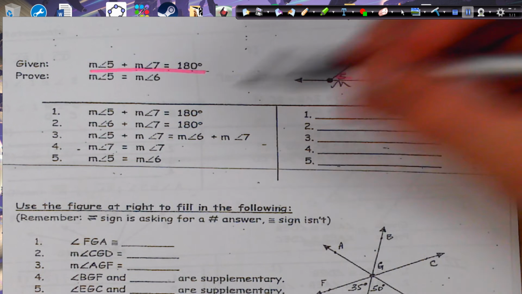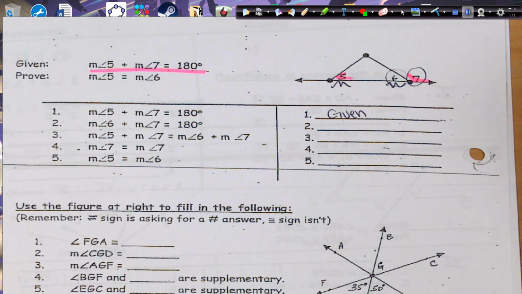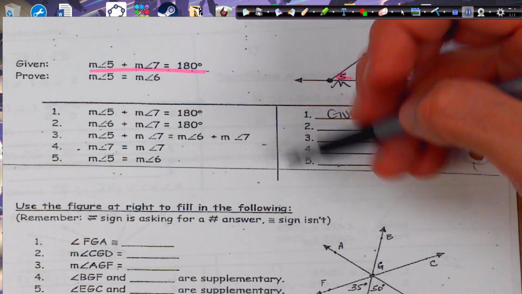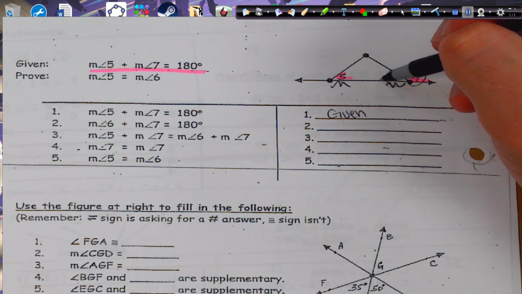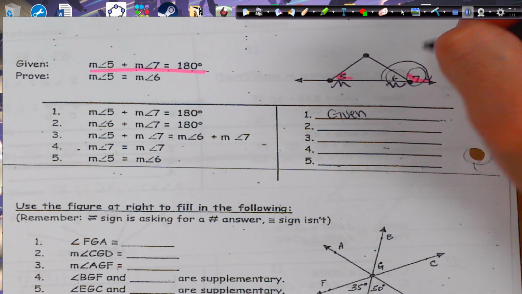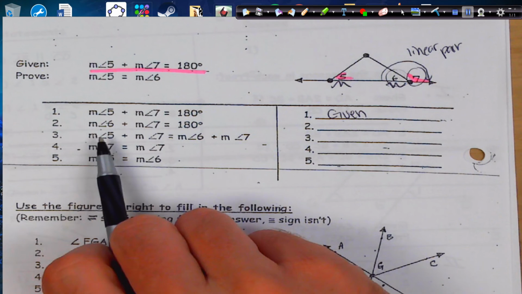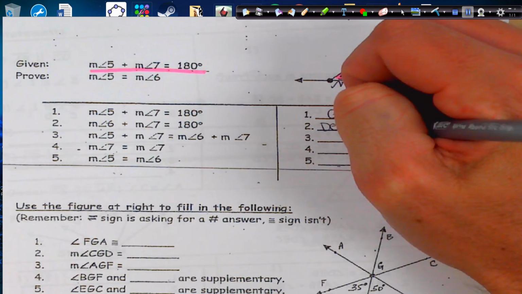to our first one, which is given. Given, given, given. They told us, we know it. And now we have to go ahead and develop how we're going to get to this idea. Okay? Well, we do know the relationship between 6 and 7 is going to be a linear pair. So we might be able to use that idea. So let's go ahead and see if that works. 6 and 7 equal 180. That's definition of linear pair.